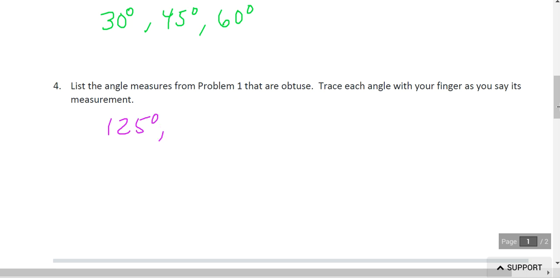125 degrees. We have 125, 120, not 125. Okay, let's fix that little boo-boo. So we have 120, we have 135, and we have 150 degrees. So those are the ones that are obtuse. Okay, and let's mosey on down to the flip side.